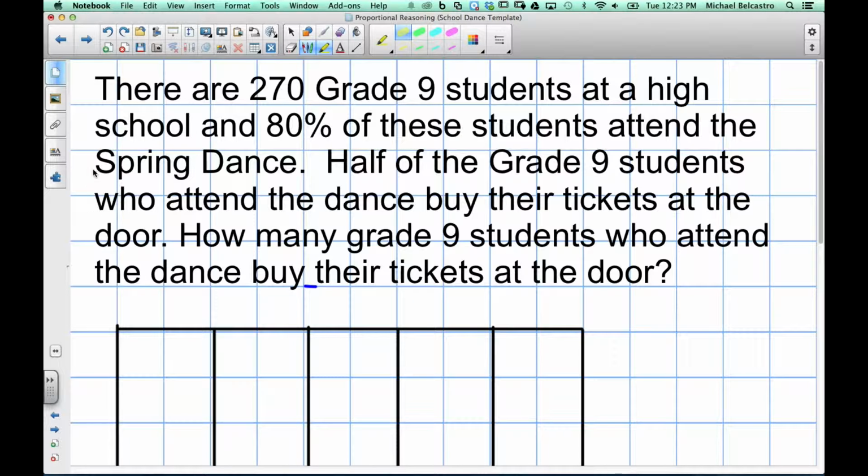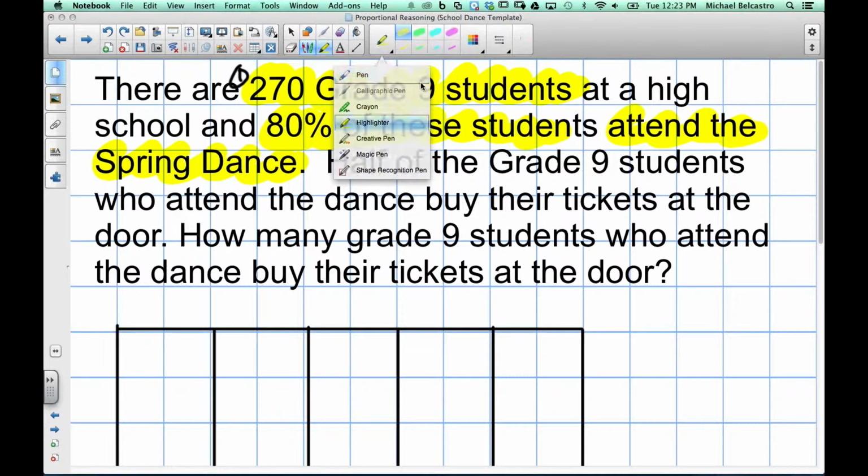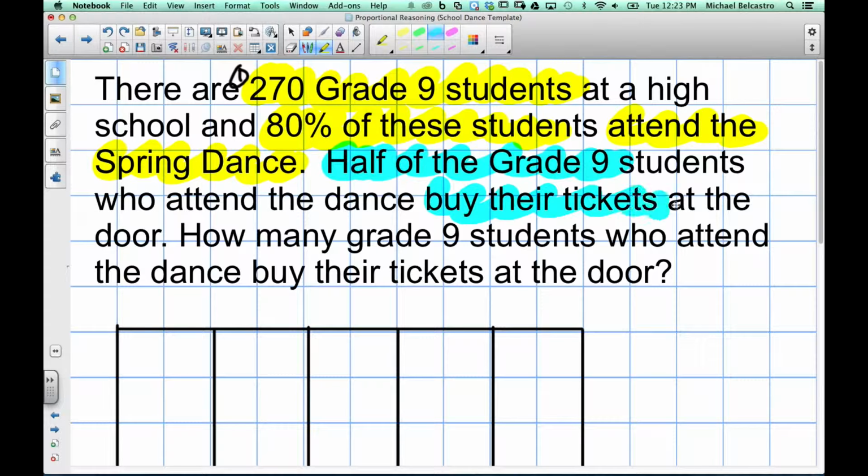This is a two-part question. There are 270 grade 9 students. That's important to us. And 80% of these students attend the spring dance. Very important for us. And essentially, that's part one of this question. Part two: half of the grade 9 students who attend the dance buy tickets at the door. So half of the grade 9 students buy tickets at the door. How many grade 9 students who attend the dance buy tickets at the door? Okay, so that's what our actual question is asking us.